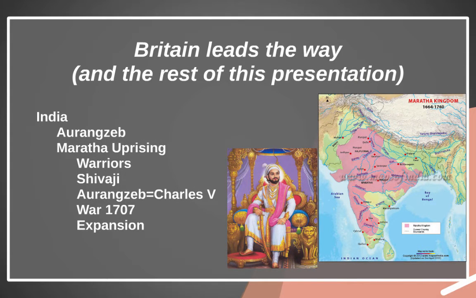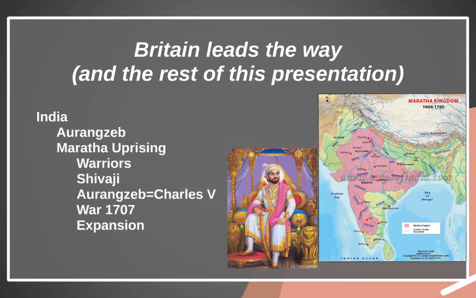Now, Britain is going to be the key nation that leads the way, so let's get into them. The first area that we're talking about that they're going to dominate is India. Now, when we last left India, we talked about the king Aurangzeb, who basically becomes king by the late 1600s, and he was really dividing his country, very brutal to non-Muslims. And the big thing that hit him was the Maratha uprising. The Marathas are a warrior culture that was founded by this man here, Shivaji, and he was a Hindu, and they wanted to push the Mughals out.